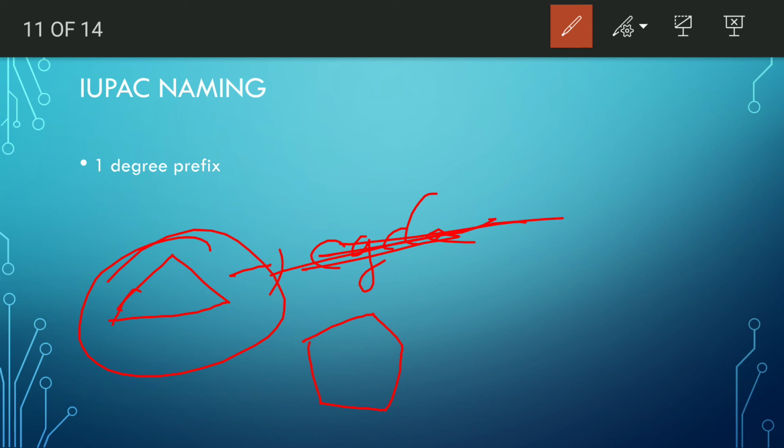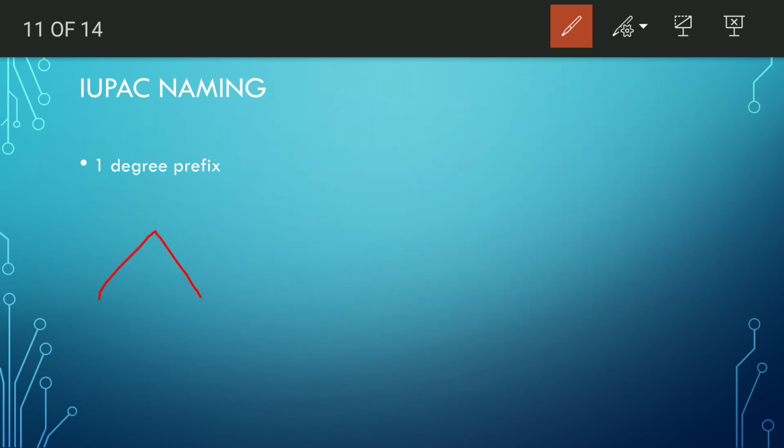So if you forget this, what we call this 1 degree prefix, now tell me how many carbons are there? 3, right? So it's prop. And what's the 1 degree suffix? Ane. And what's the 2 degree suffix? There is no 2 degree suffix here. So 2 degree suffix is only used when a functional group is involved. Here no functional group is involved, so 2 degree suffix is not present.